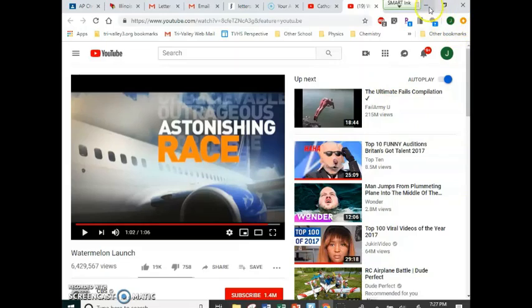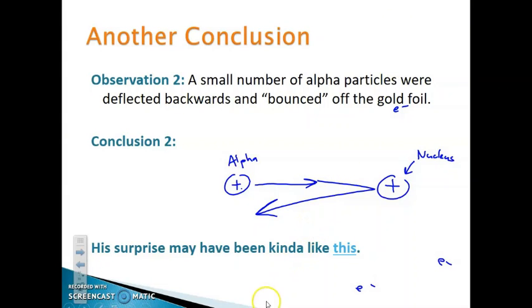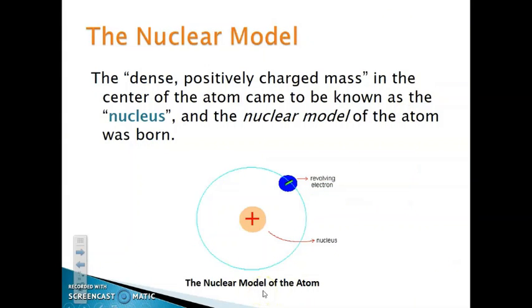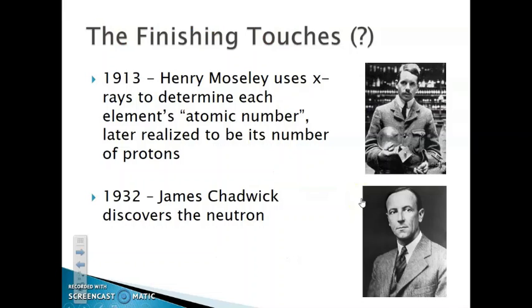So anyway, he wasn't expecting things to bounce backwards at him, but they did. And so the nuclear model of the atom was born. Again, there was a dense, positively charged nucleus inside, negative electrons orbiting about, and then everything else was just simply empty space. This is also sometimes known as the solar system model because it looks like the solar system, with the sun as the nucleus and the planets as the electrons orbiting around there.